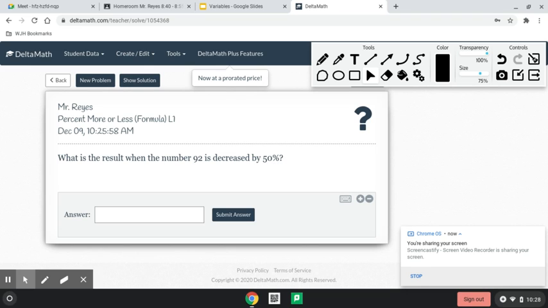What is the result when the number 92 is decreased by 50%? We're going to do this problem in the first way we learned, and I might use a little fractions along the way. And then we're going to talk about how to use variables to talk about this problem.